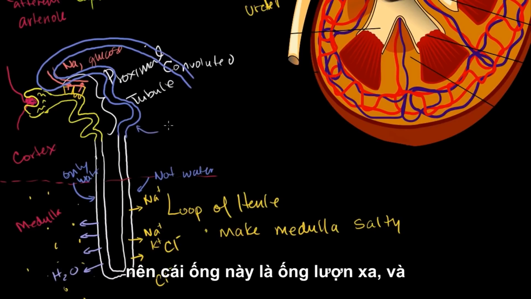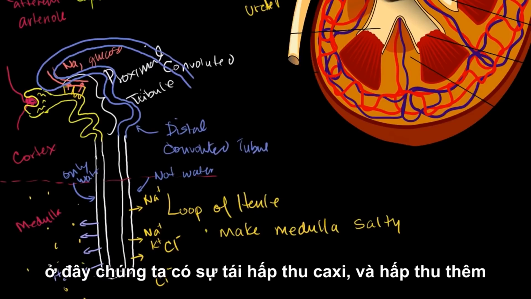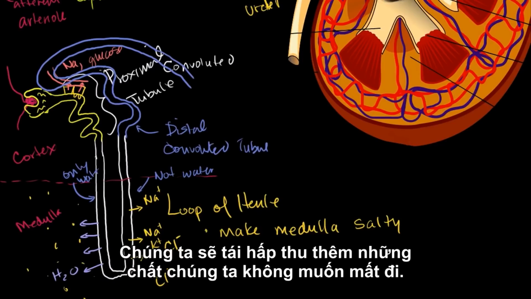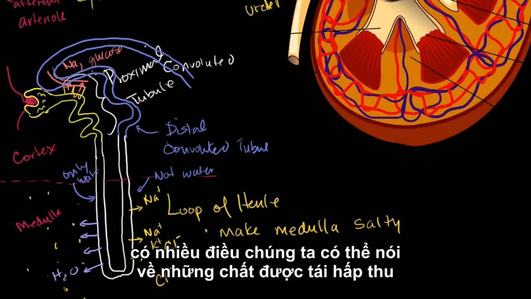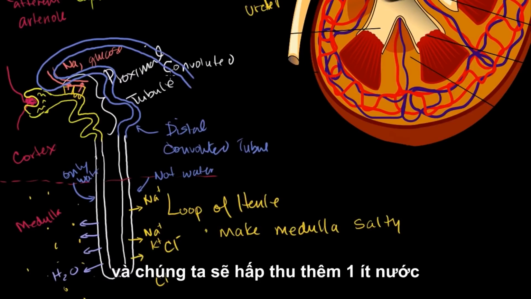So this right here is the distal convoluted tubule. And here we have more reabsorption, calcium, more sodium reabsorption. We're just reabsorbing more things that we didn't want to lose in the first place. And there's a lot of things we could talk about that get reabsorbed, but this is just the overview. And we're also reabsorbing a little bit more water.